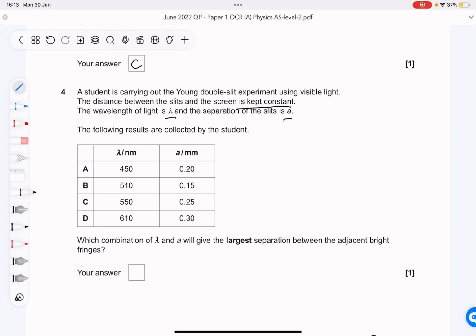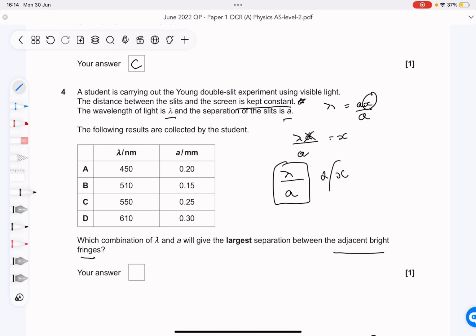So we know our double slit equation. If you don't, it's in the formula book. Lambda equals AX over D. Now X is our separation between the fringes. We want to find that, so let's rearrange for X, the fringe separation. So I'm going to have lambda D over A equals X. Now I'm told in the second line that the distance between the slits and the screen is kept constant, so I can cancel off D. Therefore I can say that lambda over A is proportional to X.